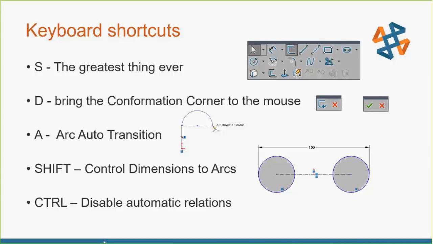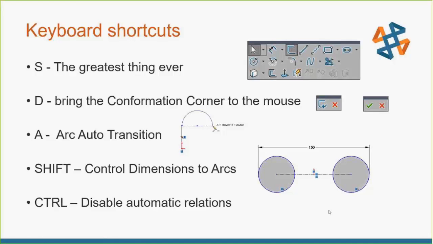One that I find surprises people when I bring it up in advanced classes is holding down the Shift key to control how a dimension goes to arcs. Now, that's one of those where I think everybody knows it, and I'm definitely incorrect in that assumption. And then finally, the Control key. The automatic sketching behavior is fantastic in SOLIDWORKS, and that's what allows us to capture our design intent on the fly. But we all know we don't want relations to everything all the time. So if you hold down the Control key, it will shut the automatic relations off temporarily, and releasing the Control key will bring it back.